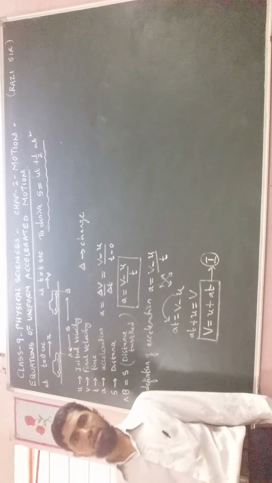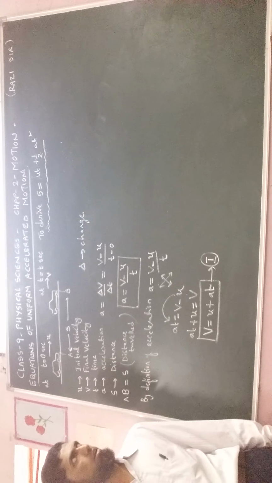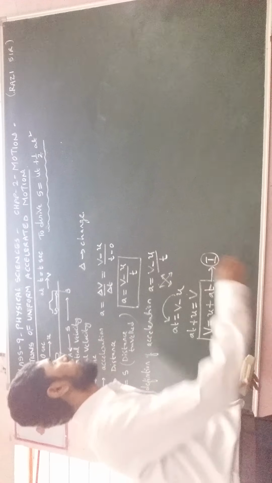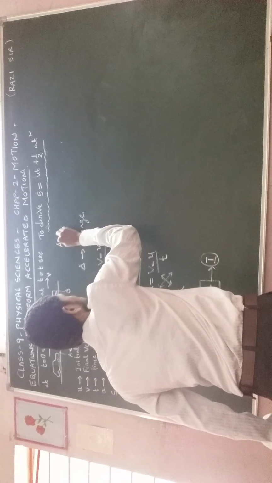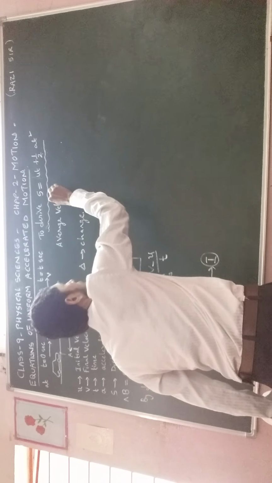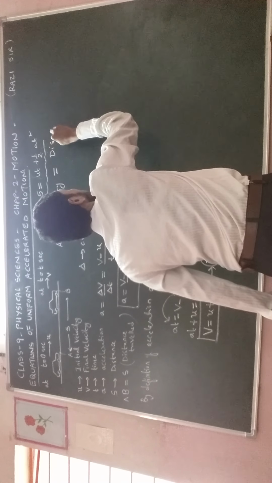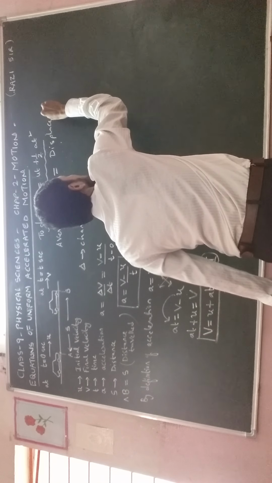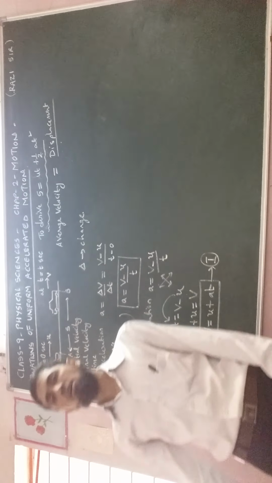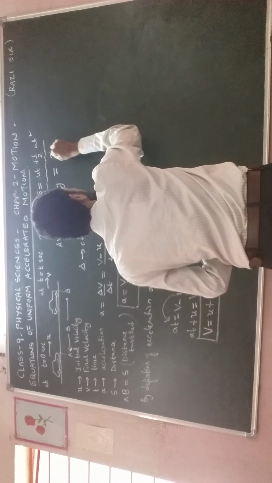Average velocity, as we have already learned, is total displacement by the time taken. So here we have two formulas for average velocity. The first formula for the average velocity is nothing but the displacement. How is the displacement here? This one is the total displacement.